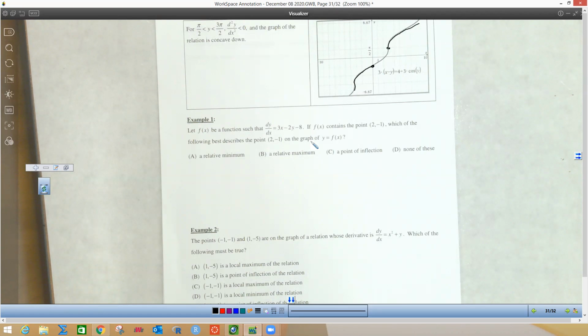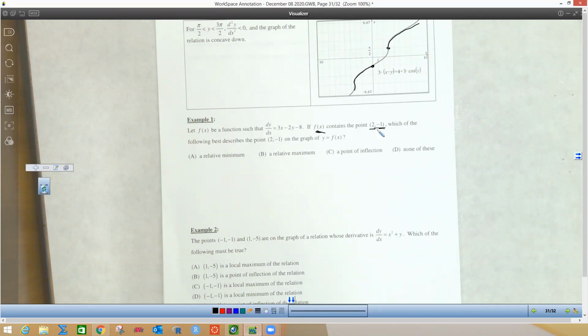All right, so we're going to actually get into some examples. This is, again, just some problems that have x and y both in them. So we want to be able to find the values of this. This says let f of x be a function such that dy dx is 3x minus 2y minus 8, and f of x contains the point 2, 1. So this means this point is on the original function. Which of the following best describes the point 2, negative 1 on the graph? In other words, we want to know, is this going to be a max, a min? What will this thing be?